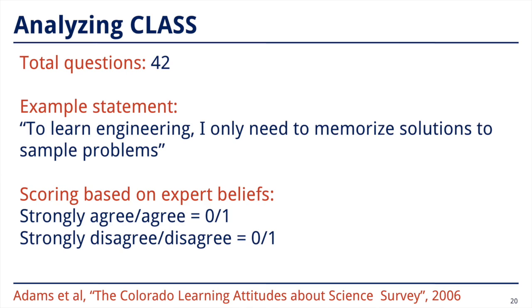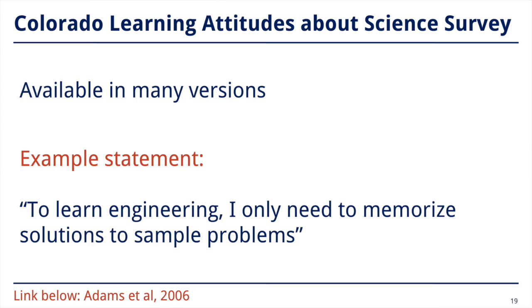This CLASS survey consisted of 42 question statements with 4 multiple choice options: strongly agree, agree, disagree, to strongly disagree. For instance, one statement says, to learn engineering, I only need to memorize solutions to the sample problems. An expert response would be to disagree or strongly disagree. Students agreeing with the expert response score 1, while those disagreeing score 0.